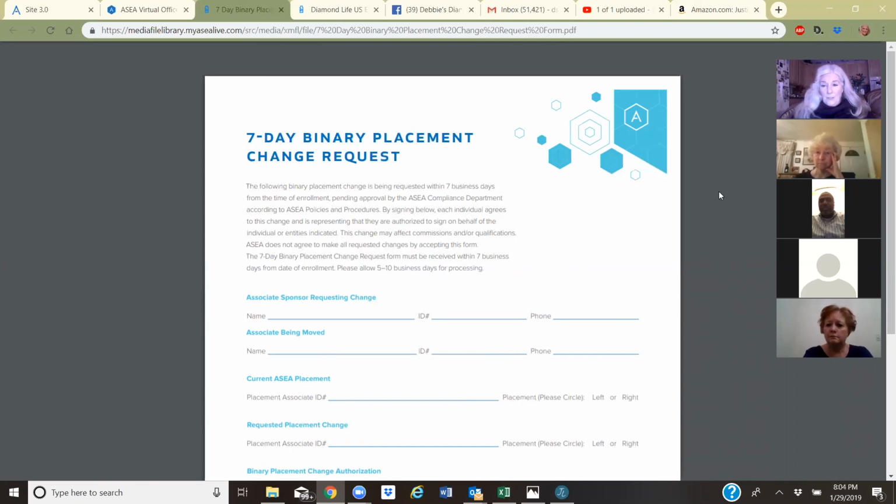The best way to do this is not to have to do this, because this can be a real hassle, especially if you have to go through compliance, which a lot of times you do. They give you 7 days to do this. If you don't do it in the 7 days, it's impossible to get it changed. They will not change it. So you have 7 days to change this.